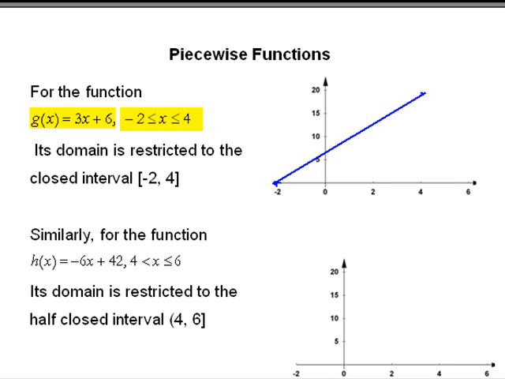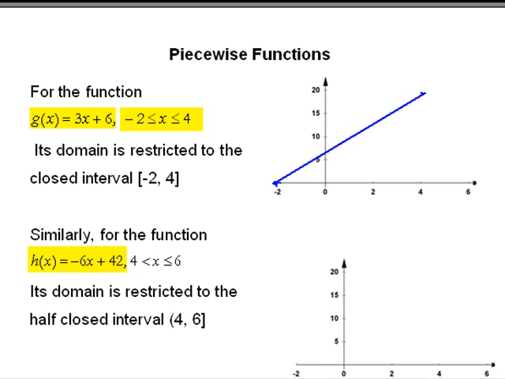Now say I have another function, h of x. It's also a linear function. Again, with no specifications, you can assume that its domain is all real numbers. Actually, you shouldn't assume it. It should always be written, but by convention, we usually don't state it if it's all real numbers.